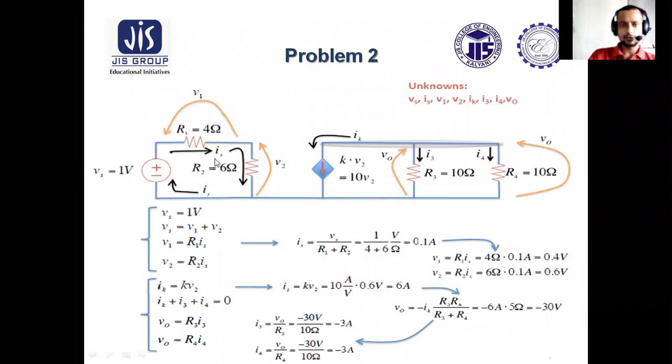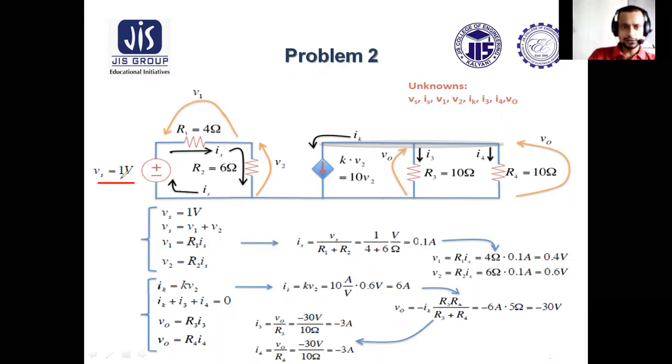Let us now look at this problem. We are asked to obtain all these parameters. To find Vs, Vs is known to us. Vs is given 1 volt. So Vs is 1 volt. Now to find V1 and V2, this is V1, this is V2, and this is Is. So all these three we need to find first.